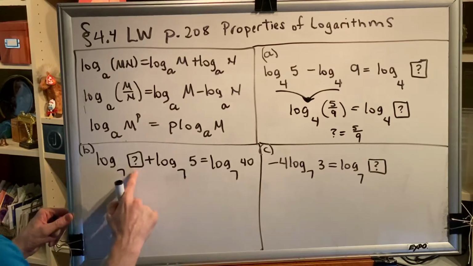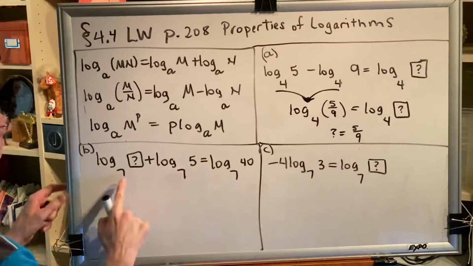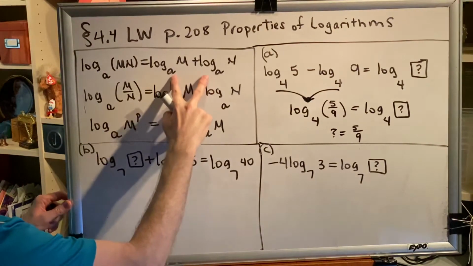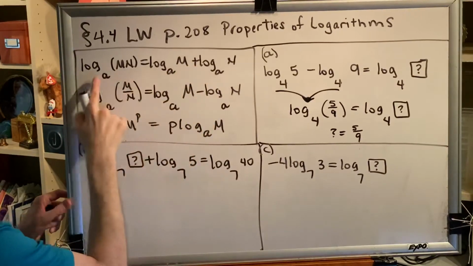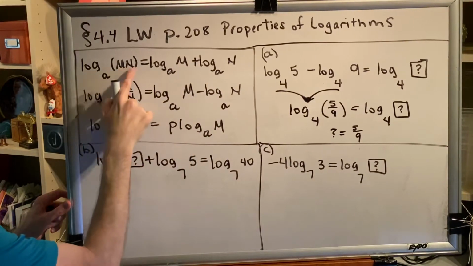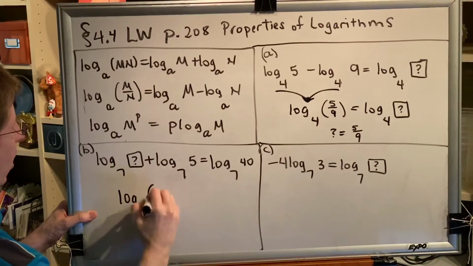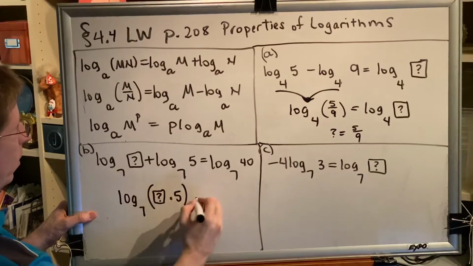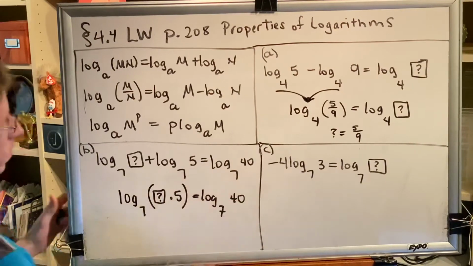Log base 7 of blank plus log base 7 of 5 equals log base 7 of 40. This is two logs with the same base being added, so it looks like this top rule here. When you have two logs with the same base being added, you can write them as one log with that base. You just have to multiply the arguments. So this will be log base 7 of the question mark block times 5 equals log base 7 of 40.